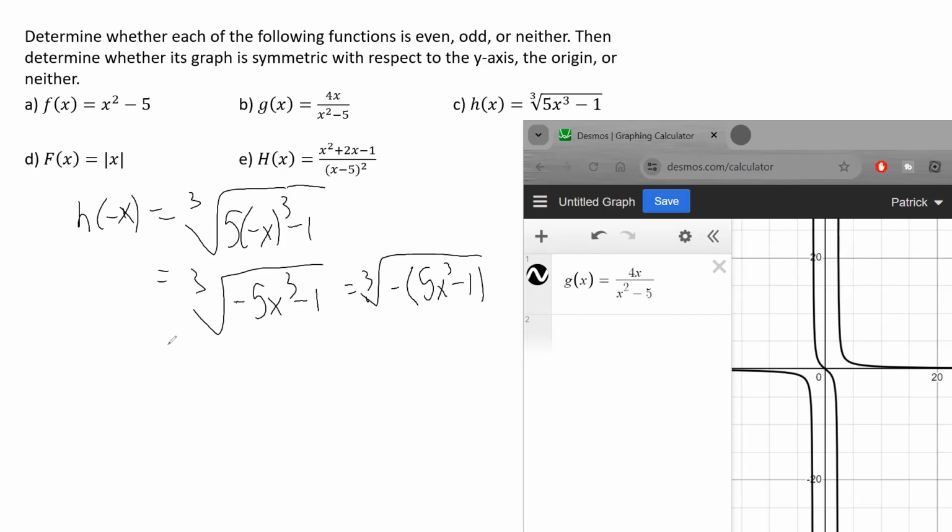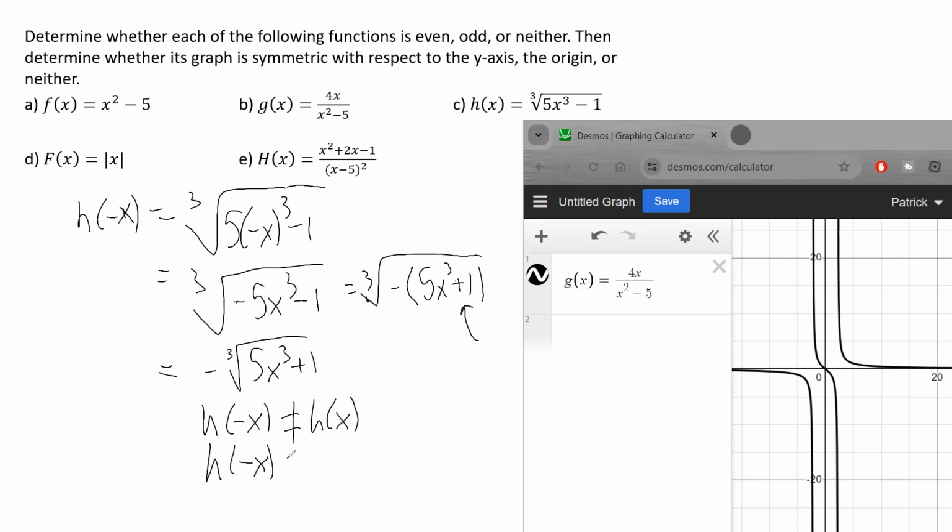And then when you take the cube root of a negative number, the answer is negative. So you can think of it as negative cube root of 5x cubed plus 1. Oh, that should have been a plus right there. I forgot to put the plus. So this is neither the same as the original function nor the complete opposite of the original function. In other words, h of negative x is not equal to h of x, and h of negative x is not equal to the opposite of h of x.